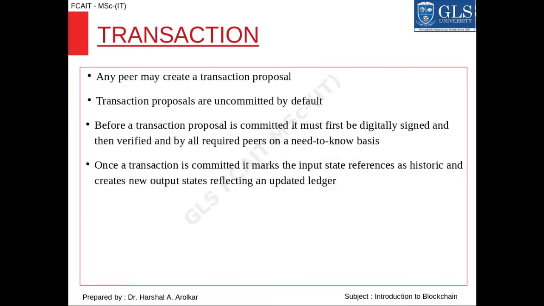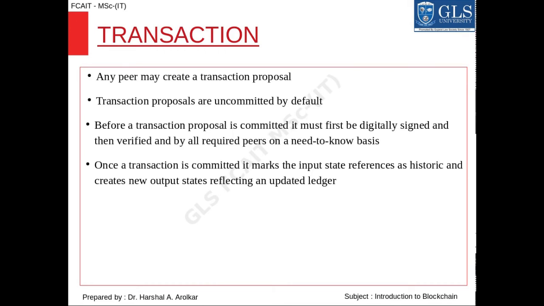So how are transactions created? A proposal for creating a transaction can come from any peer. In our example of Alice and Bob, Alice can create a transaction proposal or Bob can create a transaction proposal. Initially, when transaction proposals come into the picture, they are uncommitted by default. As mentioned, they will not change the states without signing.